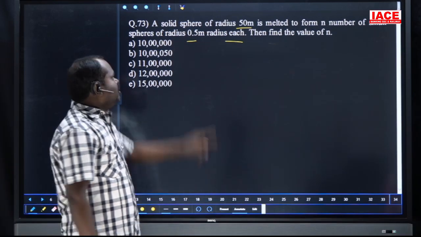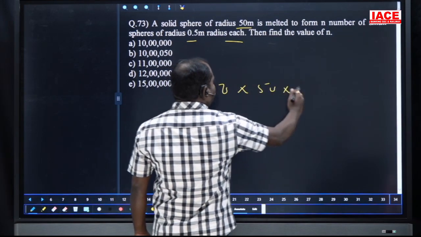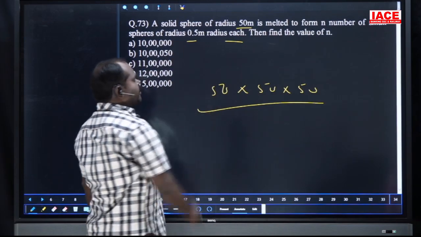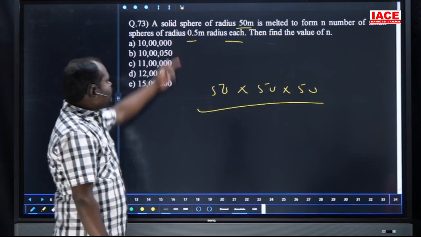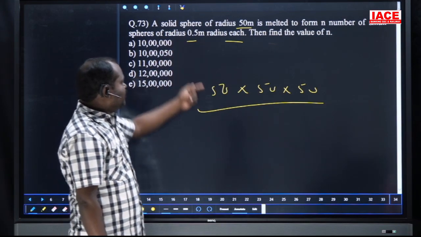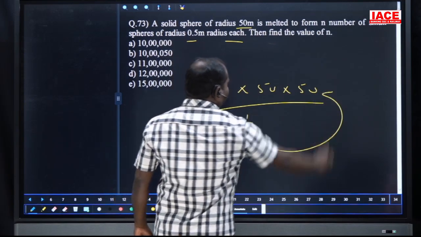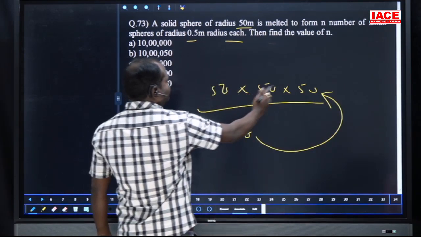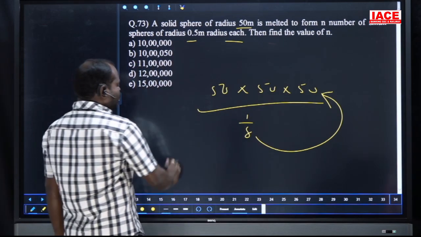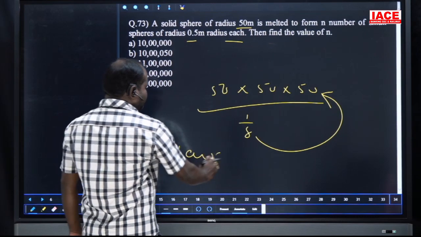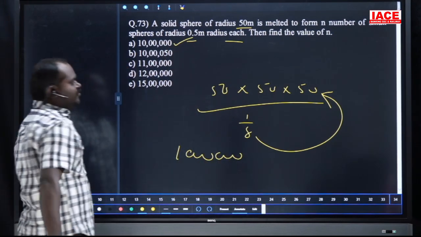smaller r cube. The larger radius is 50, so 50 into 50 into 50 divided by the smaller one, which is also in meters, 0.5. Since it has a decimal part, we write 0.5 as 1/2, so 1/2 into 1/2 into 1/2 is 1/8, and it becomes multiplied by 8. So 5 5 25, 25 5 is 125, into 8, 125 into 8 is nothing but 1000. Option A.